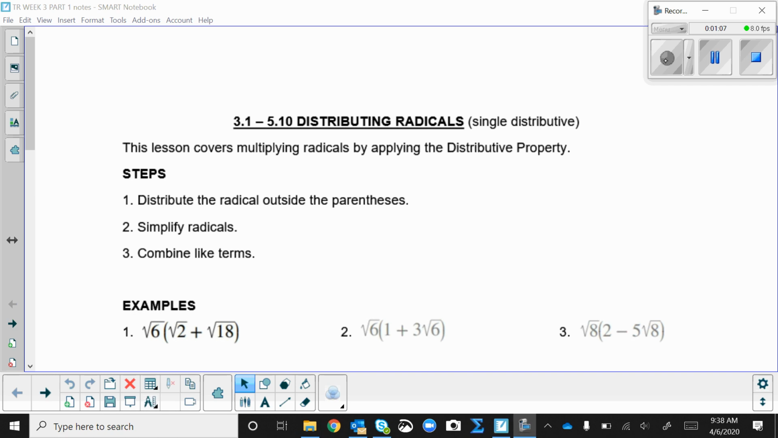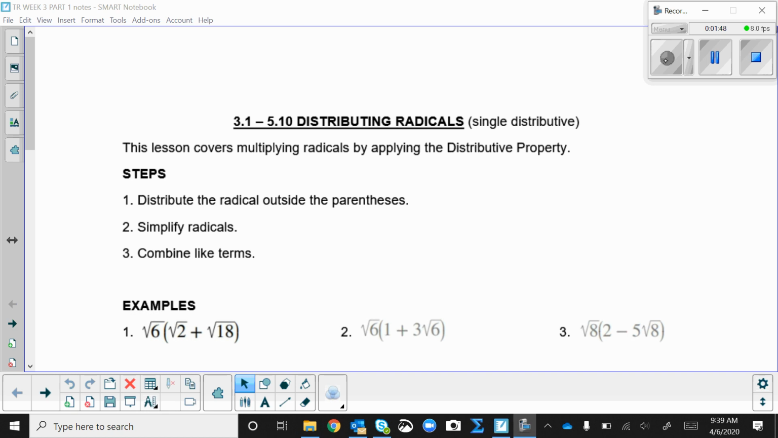As a quick recap, the 2 topics we covered last week were multiplying radicals without variables and multiplying radicals with variables. This week we're still working on multiplying radicals, but we're going to be folding in the distributive property. Today we're just going to be doing the distributive property once, and the next lesson we're going to be doing distributive property twice. Sometimes in class I call that double distributive. You're probably mostly familiar with hearing it called FOIL, but that's for the next lesson. Today we're just working on a single distributive using radicals.